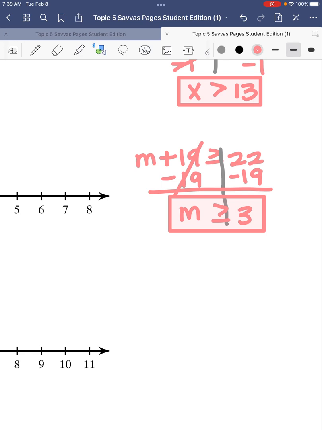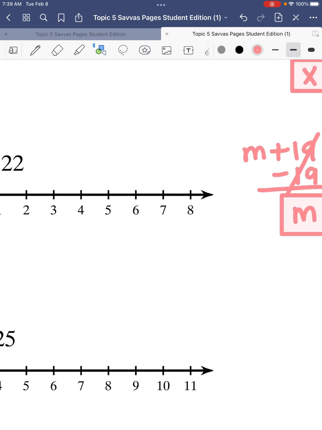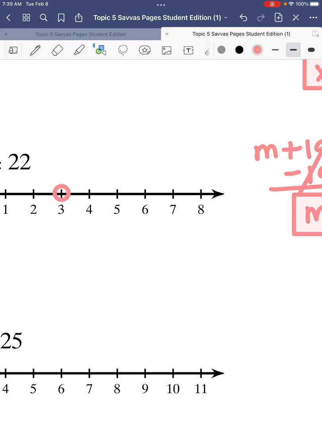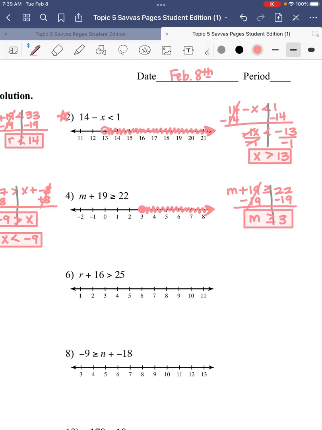Now we graph it. So at 3, I need to place a closed circle. So I'm going to fill in that circle, and I need to shade all the numbers that are bigger than that. So I'm shading towards 8, and I include my arrow because it keeps on going.